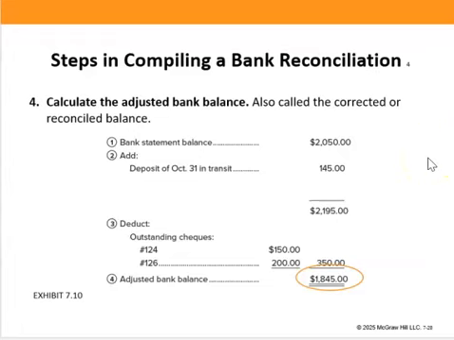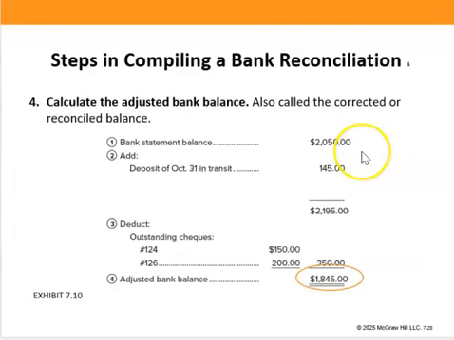So this is the beginning of the bank reconciliation to adjust the bank balance. And if you notice in the picture from the previous video, we always have the bank balance from your bank statement on the left-hand side, and on the right-hand side is your book balance from your general ledger. So just get used to that.